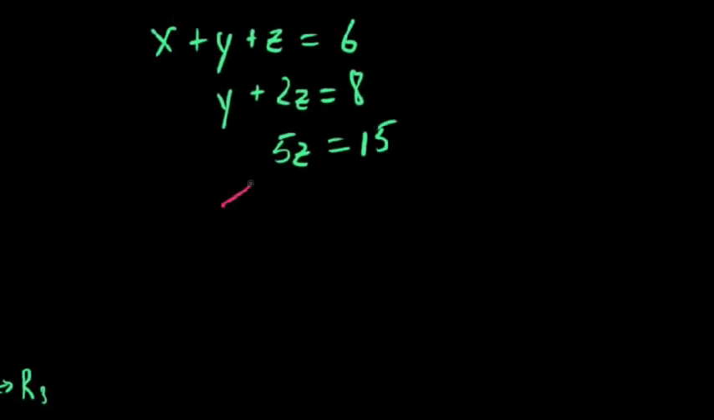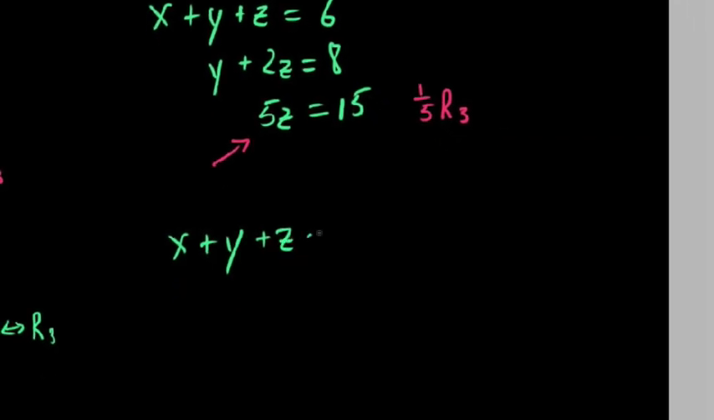So now the last thing to do is to get a 1 here. So we'd say multiply by the reciprocal, 1/5 row 3. So now we finally have x plus y plus z is 6, y plus 2z in the second row is 8, and now finally z equals 3, because 1/5 of 15 is 3 and 1/5 of 5z is z.